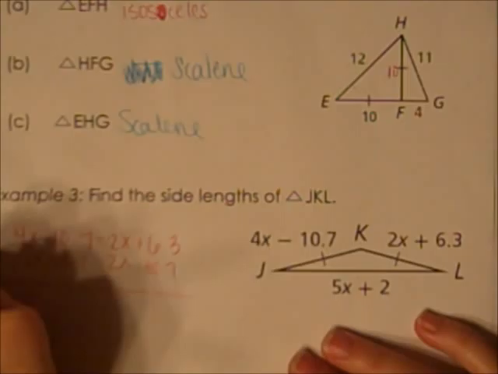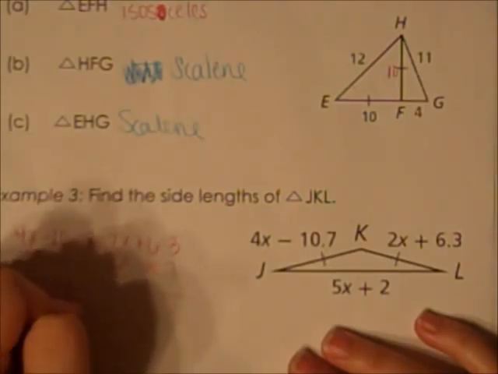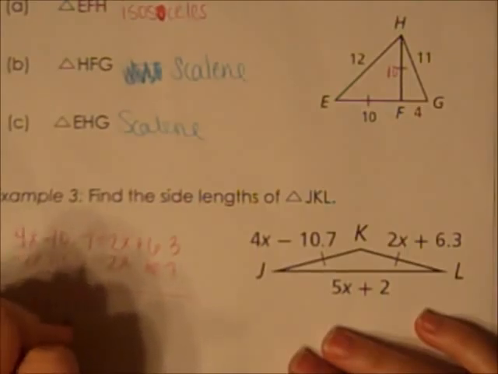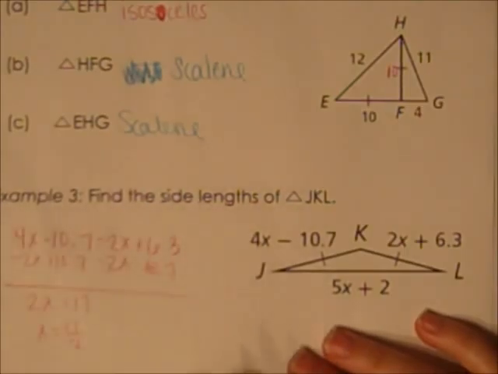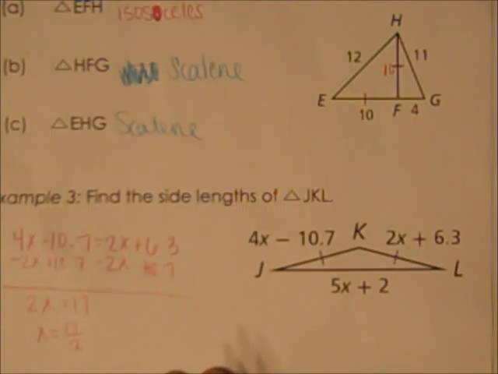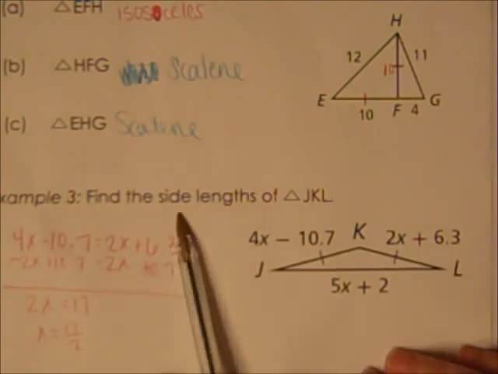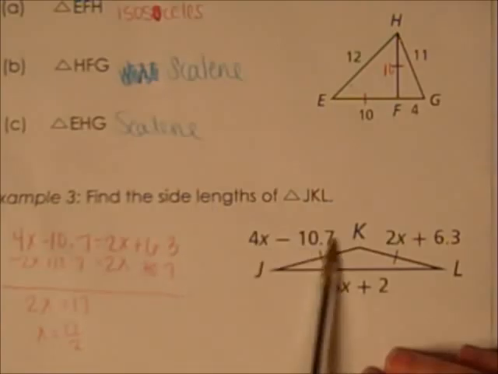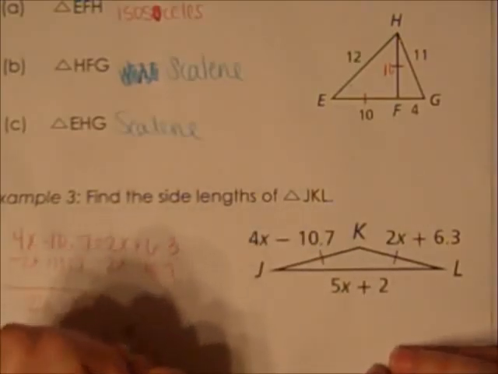So now we have an algebra expression, so we can just solve. Okay, so we have 2x is equal to 17. So x is equal to 17 halves. Okay, now the question doesn't say what is x equal, it says what are the side lengths equal. So I need to go back and plug all of this in.